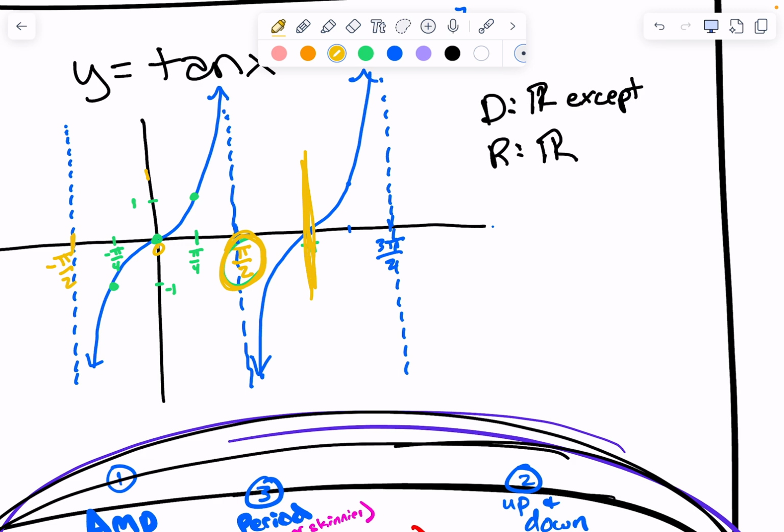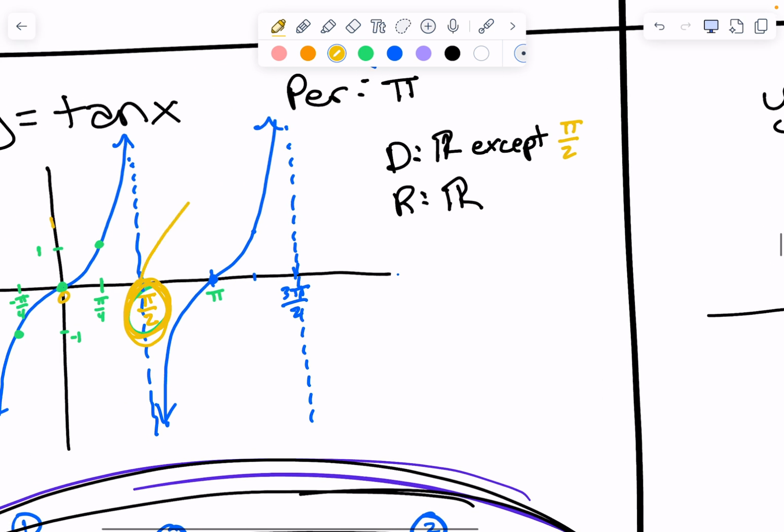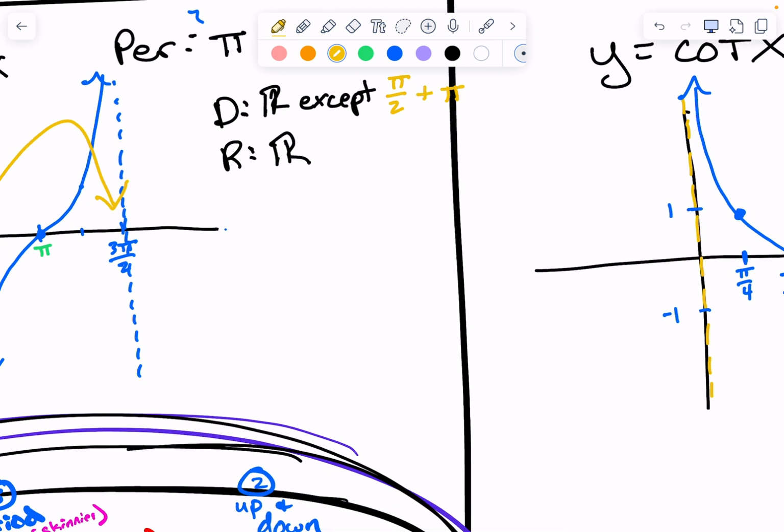Does that make sense? So, let's say his first vertical asymptote is pi over 2, right? And then how much later is his next vertical asymptote? Plus pi k. So intervals of pi after pi over 2 is where he's going to have a vertical asymptote, where he's going to poop out. Does that make sense? Okay.